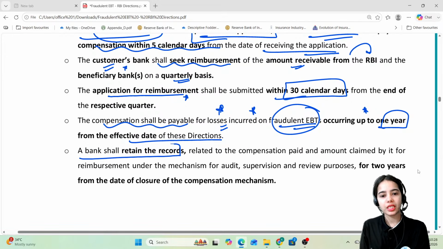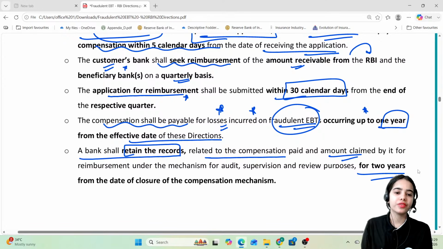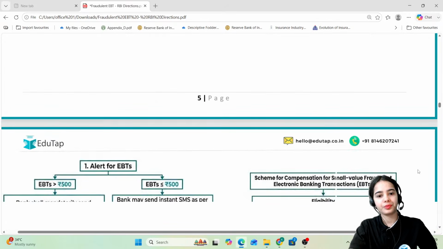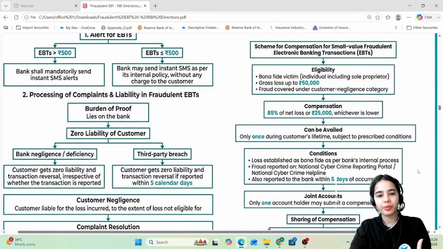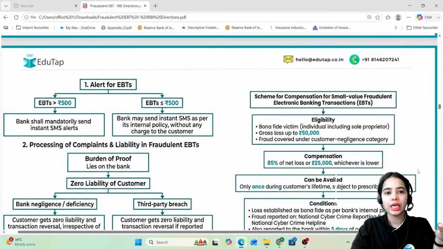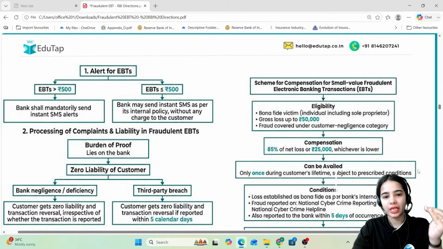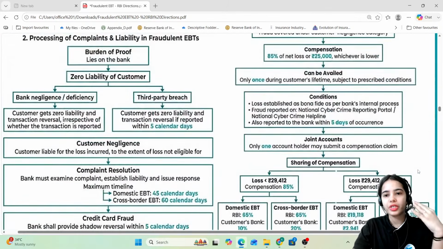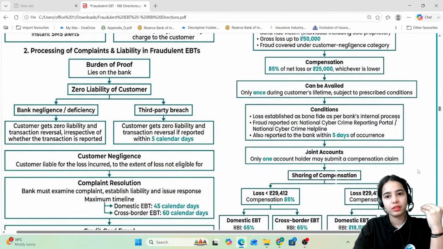A bank shall retain the records related to the compensation that has been paid and the amount that has been claimed, and the records have to be maintained for 2 years from the date of closure of the compensation mechanism. That is the idea. Here the infographics are being provided to you so that you can remember the data, the idea. Through these infographics you can focus on the data.